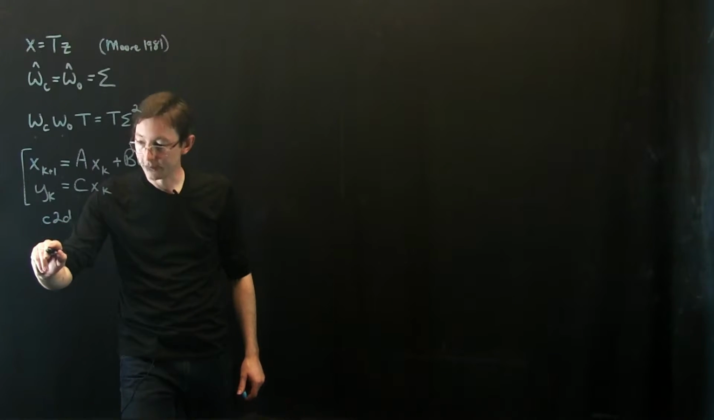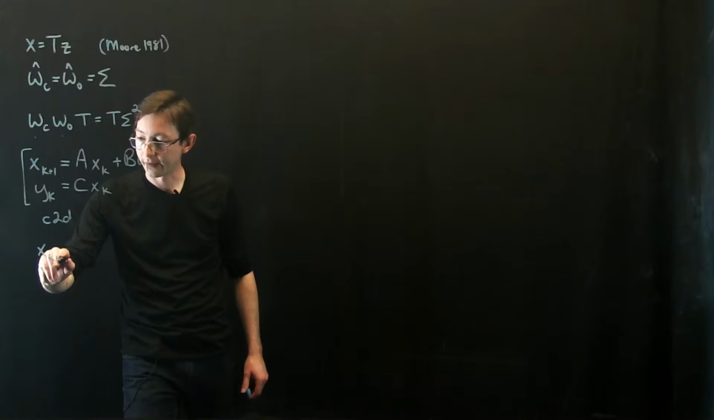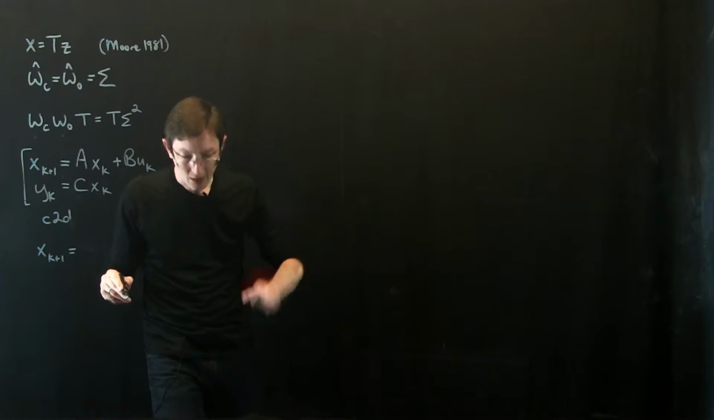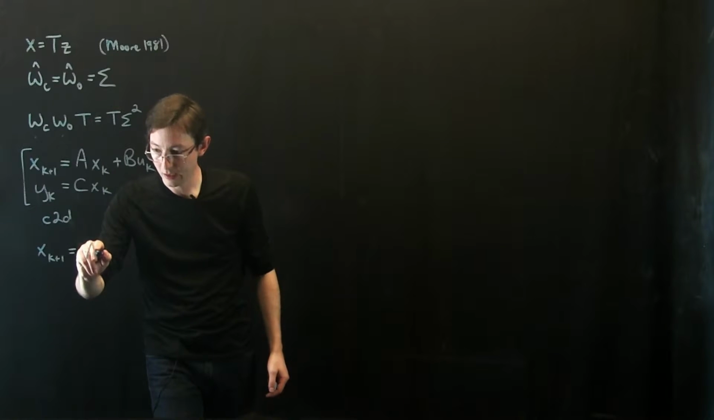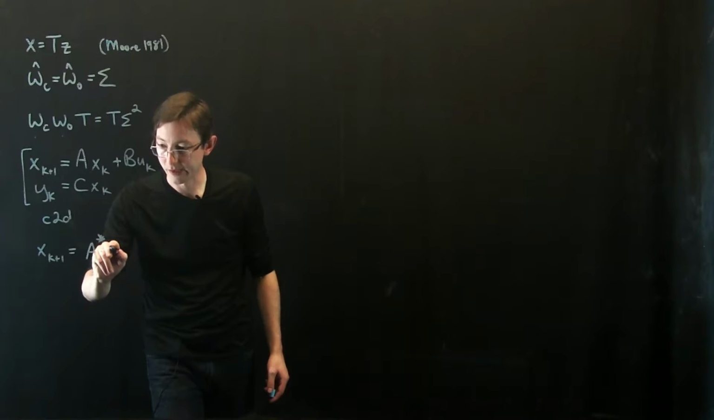So what I could also do is define a new system, x_{k+1}. And basically, I'm just going to transpose everything. So now this becomes A complex conjugate transpose x_k.